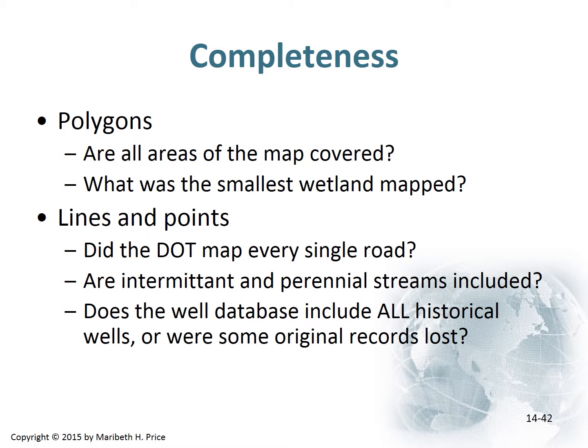For polygons, are all areas of the map covered? What's the smallest wetland mapped would be an example to see if it actually shows up. With lines and points, did the dot map every single road, or are intermittent and perennial streams included? These are the kind of things that you have to consider when we talk about completeness. If you have a stream network, does it literally have all the streams?